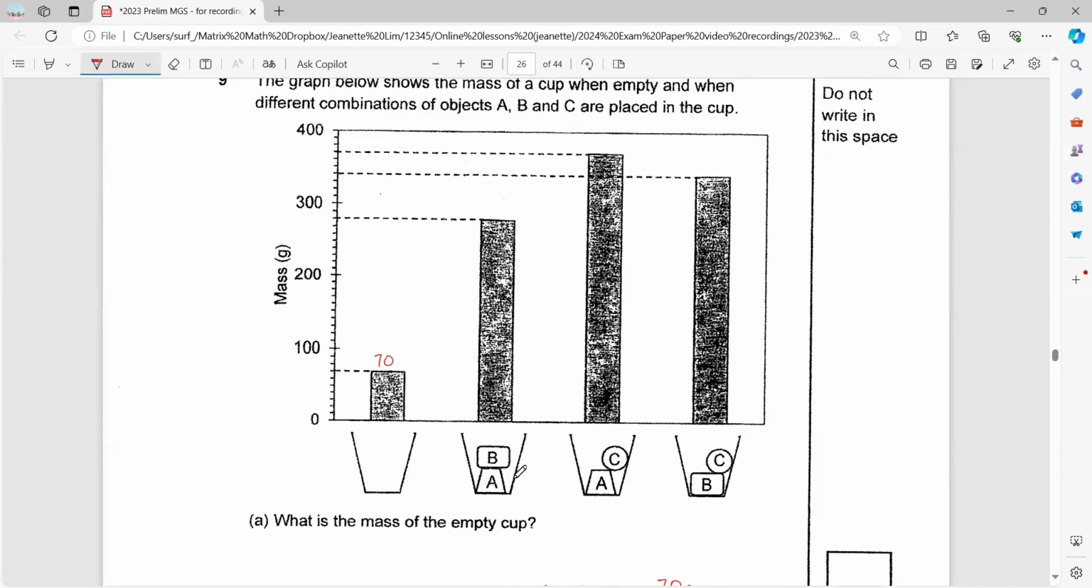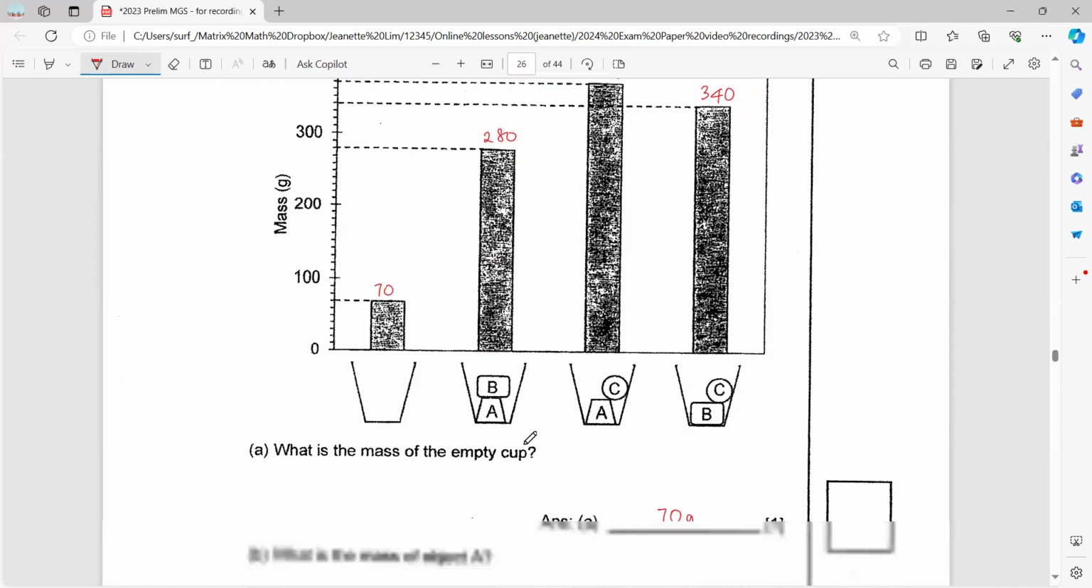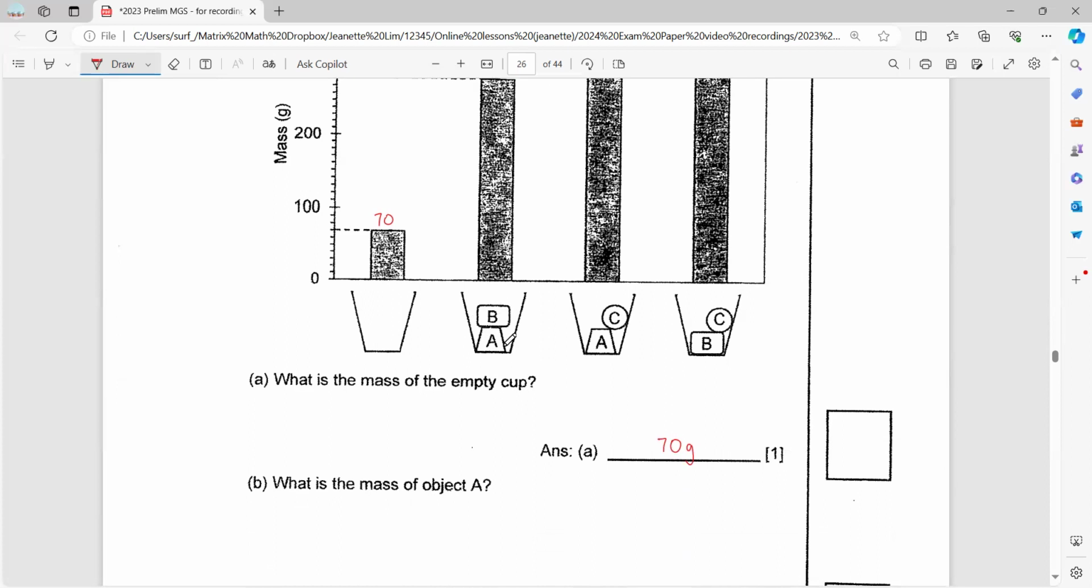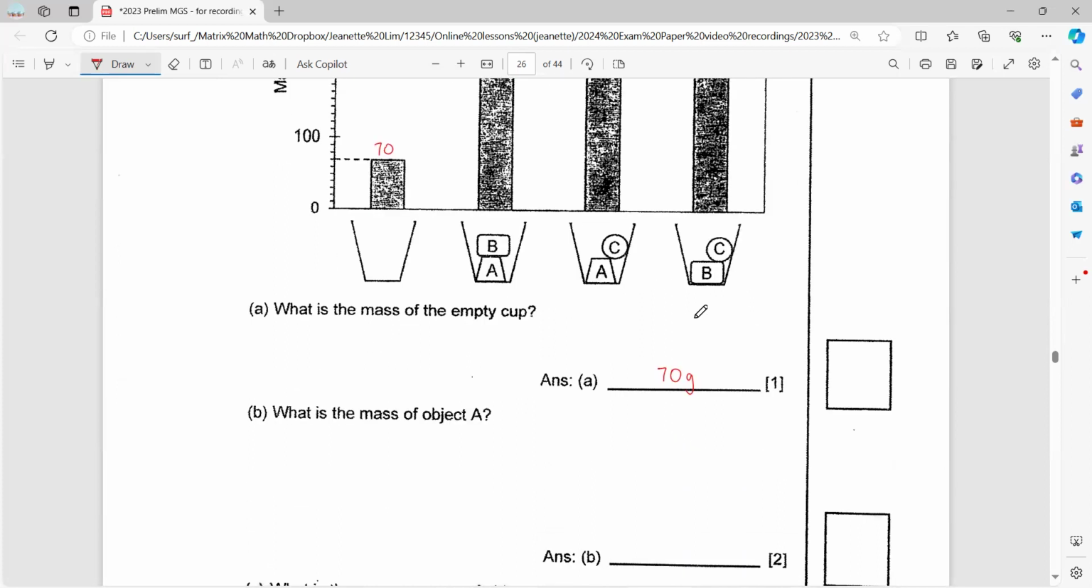Okay, what is the mass of object A? Now, we can't get object A on its own, but we have different combinations. Let's find out what are the masses of each. This is 280, 370, and 340. With all these combinations, we need to figure out a way to get just A out. Now let's remove the cups from each of them. So we can find A and B, A and C, and B and C.